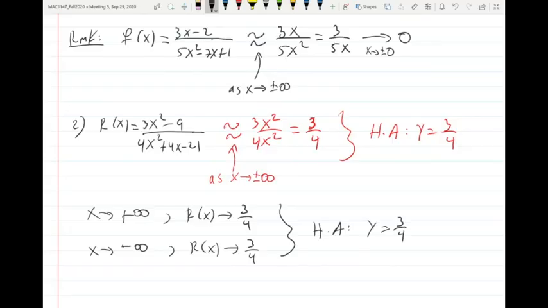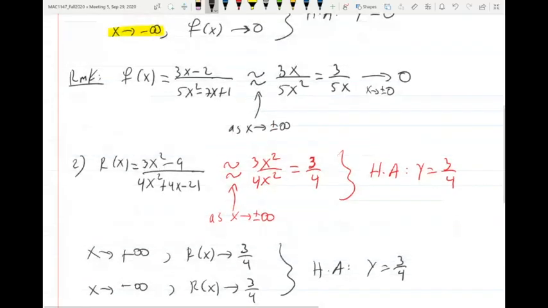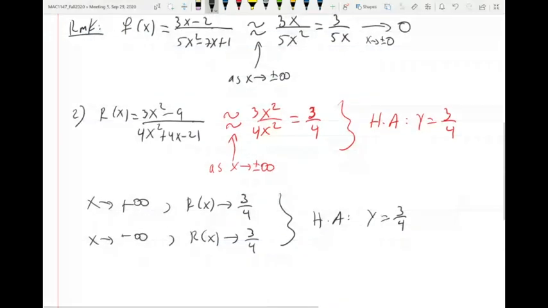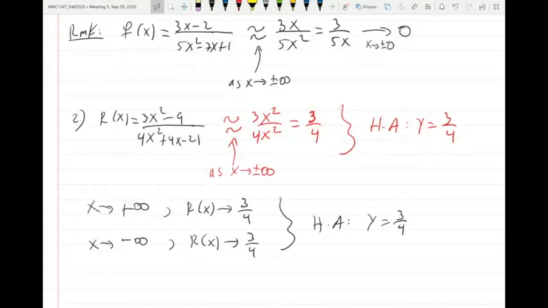And this will always be the case if the degrees are the same, because when you write the ratio of the leading terms, the x's to whatever power you have, the degree, that will cancel out, and you will be left over with the ratio of the leading coefficients. Okay? All right. Questions? Questions for this?